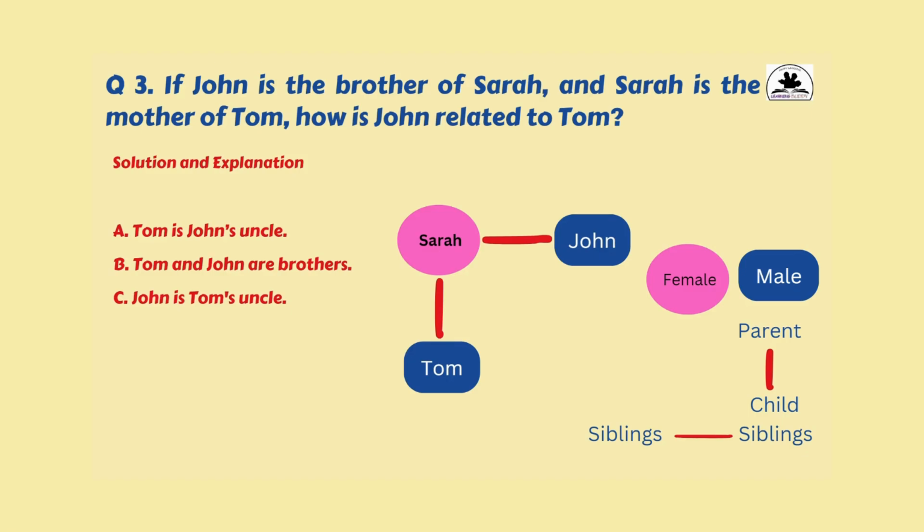Now the question is, how is John related to Tom? As you can see, there is a gap of one generation between John and Tom. So John is Tom's uncle, as he is the brother of Tom's mother. So he is Tom's uncle. So the answer is John is Tom's uncle.